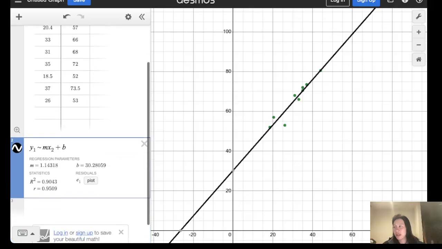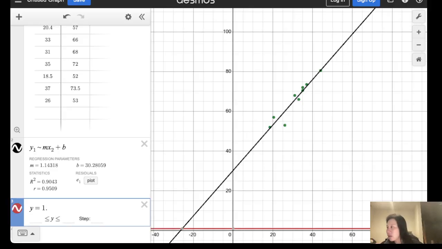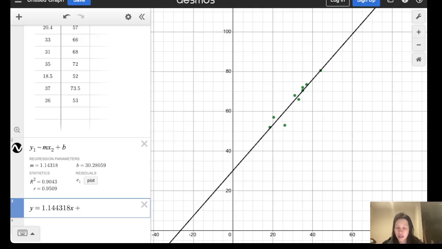So basically, in your answer, they ask, what is the linear model? What we got is y, which is the temperature, equals 1.14318 x plus 13.28. So this is our line. We just need to substitute that into our function to find the linear function.